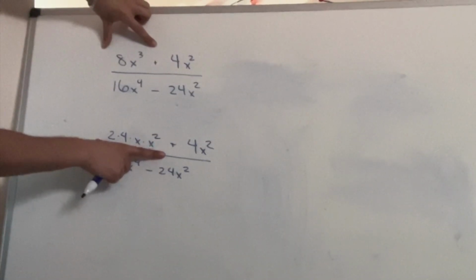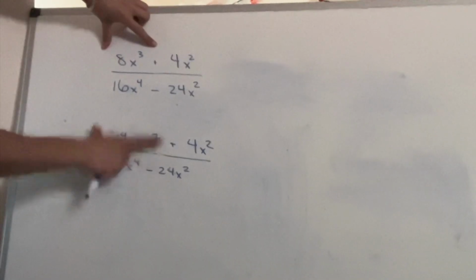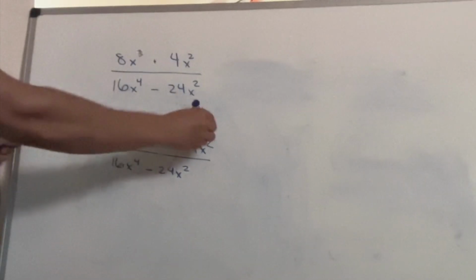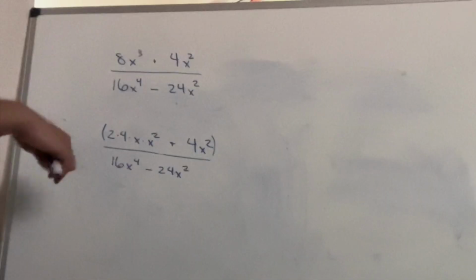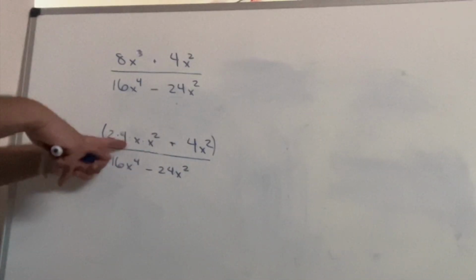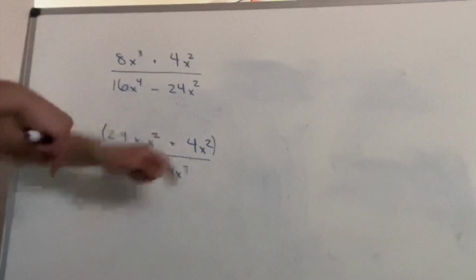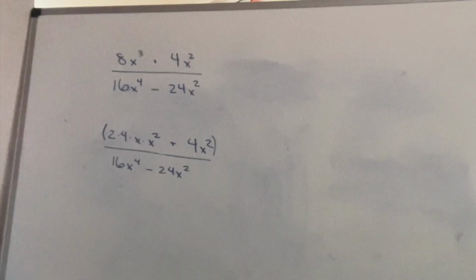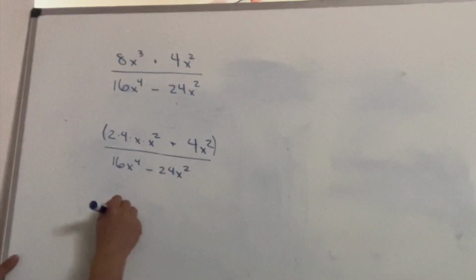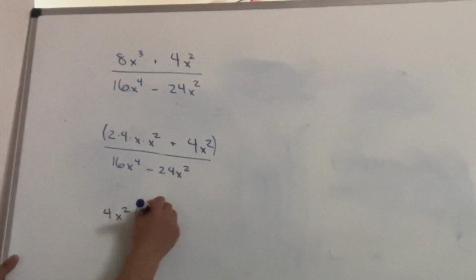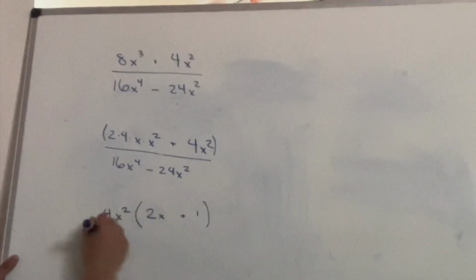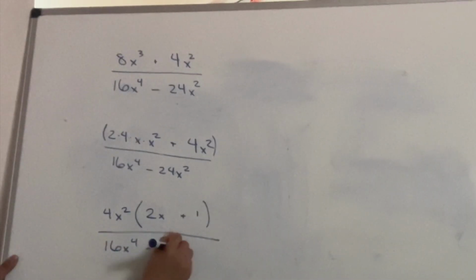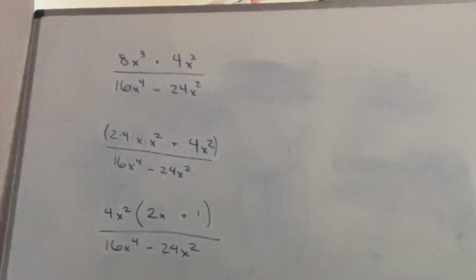Or let me extend my finger out. There we go. That's the same as this. So now, I think you can see. Both of these have a 4, so we can factor out a 4, and both of these have an x squared, so we can factor out an x squared. So let's do that. So we could rewrite this as 4x squared times 2x plus 1 over 16x to the 4th minus 24x squared.